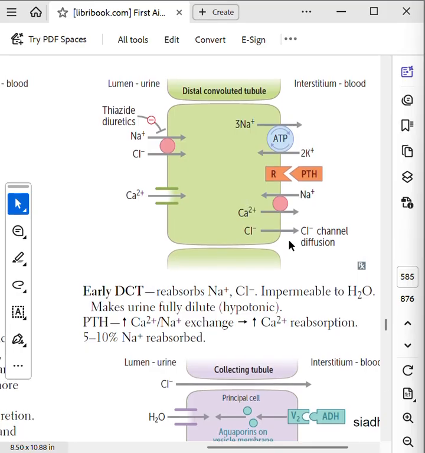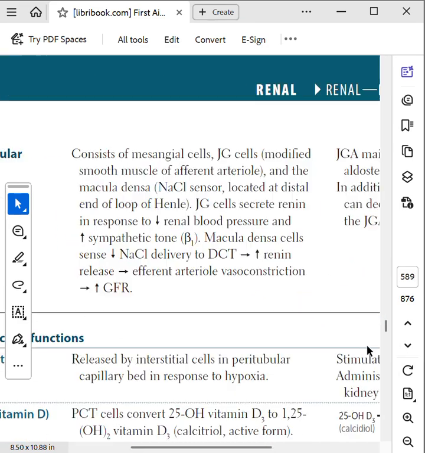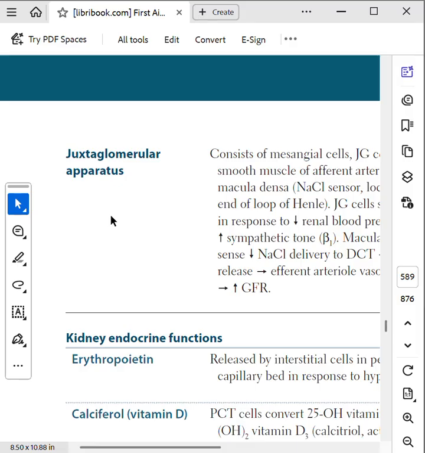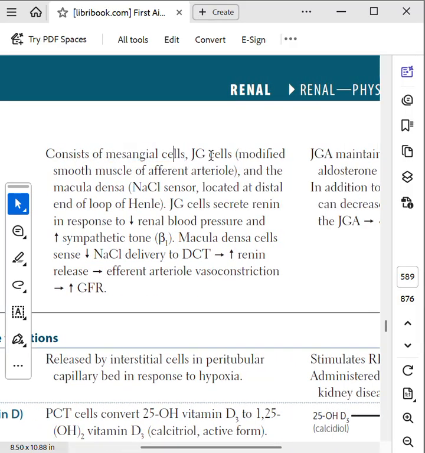Now let's study this on another page, since if we cover it here, you will know it a lot better than before. This is your juxtaglomerular apparatus. What is the juxtaglomerular apparatus? It consists of mesangial cells that we saw in the glomerulus. The juxtaglomerular cells are modified smooth muscles of the afferent arteriole. So it is only affected by the afferent arteriole, right? And the macula densa. The macula densa is a sodium chloride sensor located at the distal end of the loop of Henle. The juxtaglomerular cells secrete renin in response to decreased renal blood pressure and increased sympathetic tone through beta-1 receptors.